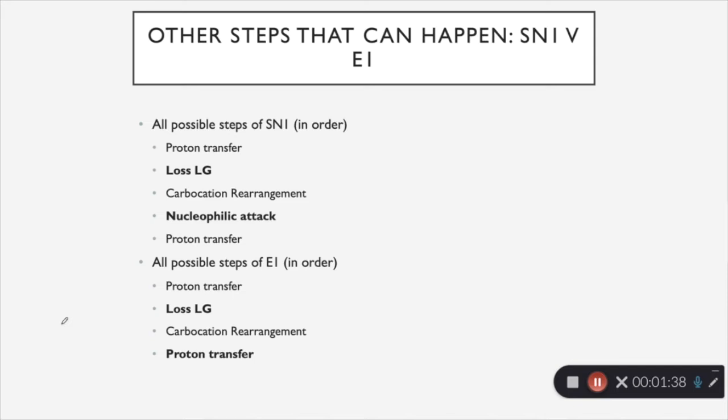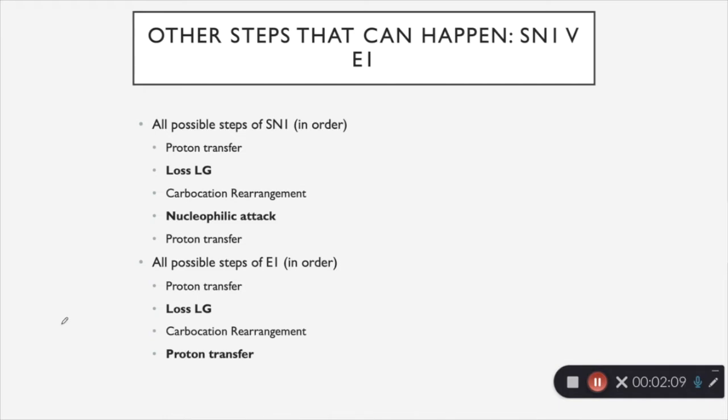And this would be in a case where there was a leaving group that was not a great leaving group, like a hydroxyl group, and it needs to be protonated before it can leave. The second step is the loss of a leaving group, which is one of the core steps. And then in both cases, you can have a carbocation rearrangement. This is super important because you always want the carbocation to be as stable as possible. And then for SN1, you have a nucleophilic attack, and that's why you have that substitution.